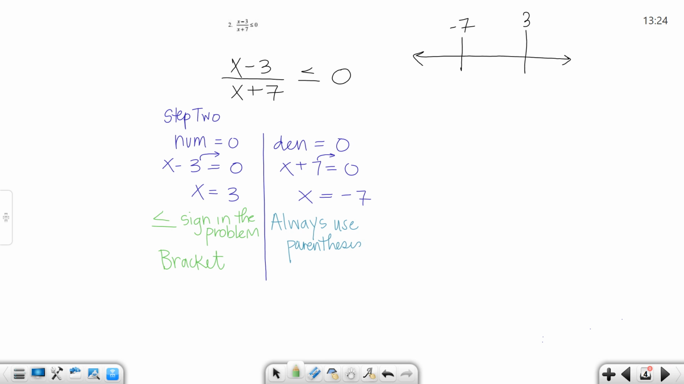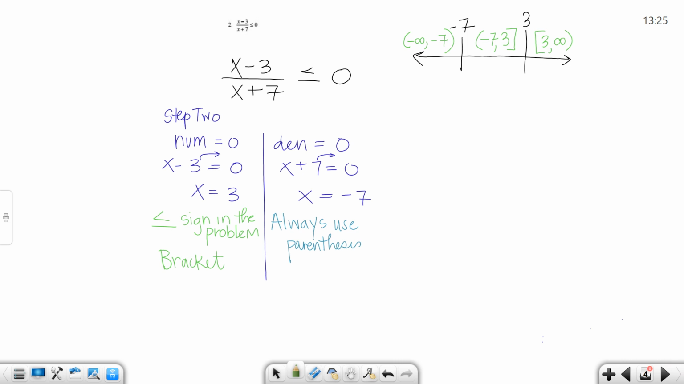After you do that, you want to write the name of each interval. So this interval starts at negative infinity and it goes to negative 7. Negative 7 came from the bottom, so it uses parentheses. This interval would go from negative 7 to 3. Negative 7 uses parentheses and 3 uses a bracket. This interval goes from 3 to infinity. That's step 3.